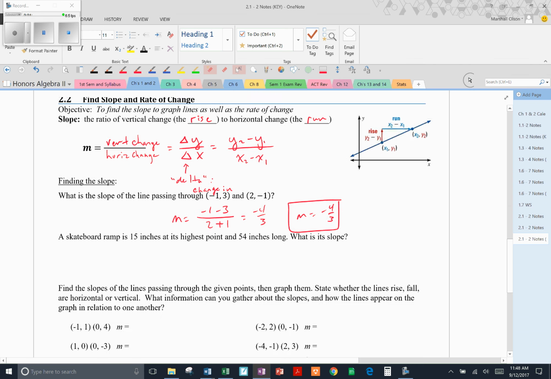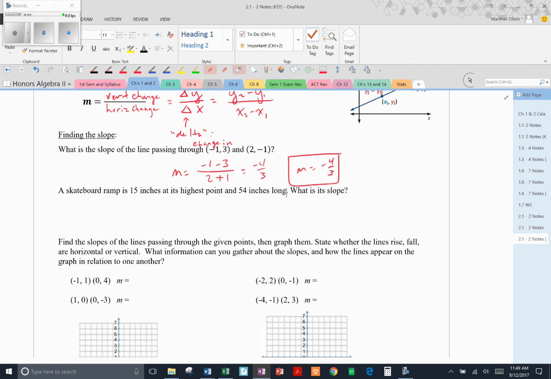Got a skateboard ramp, 15 inches at its highest point, 54 inches long. Very crude drawing of what that might look like. So now I'm going to use more of the idea of vertical to horizontal change, instead of y minus y over x minus x. So that's 15 over 54, which simplifies to 5/18.